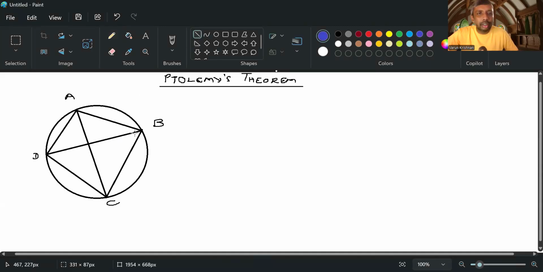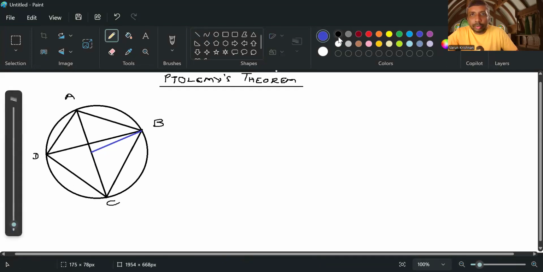a straight line drawn from B onto AC. Let me call this line BK, such that angle ABK is equal to angle DBC. Let me write this down here so that there's no confusion.